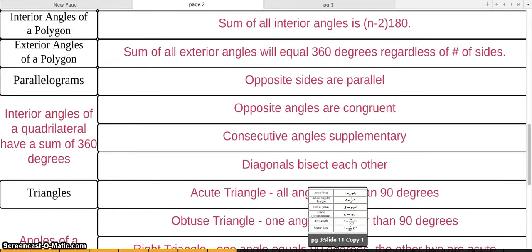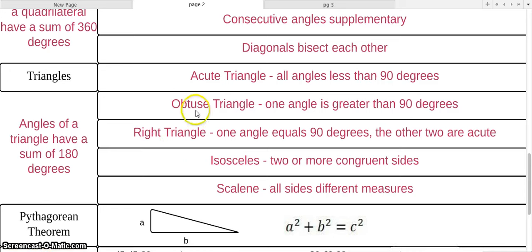All right, let's review triangles. Of course, your acute triangle has all angles less than 90 degrees. Your obtuse triangle has one angle that's greater than 90. The other 2 are acute angles. The right triangle, one angle equals 90. The other 2 are acute, one 90-degree angle. An isosceles triangle, 2 or more congruent sides. All right, 2 sides are the same, one side is different. Or it could be equilateral. If it was equilateral, all the sides are the same, then we also refer to that as isosceles.